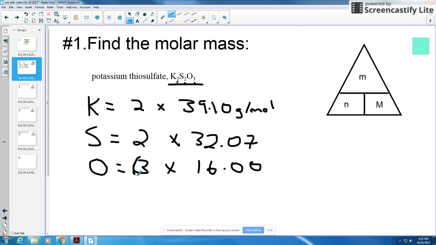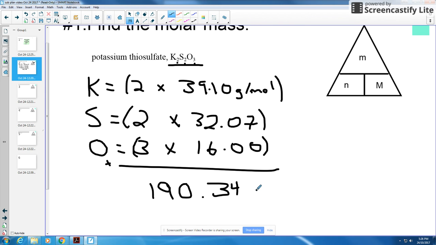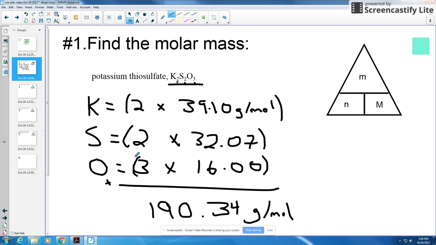Okay, guys, don't forget BEDMAS. So we're going to show some brackets here to make sure that when we put this into our calculator, we figure out what's in the brackets first, and ultimately we're going to just add up those atomic masses and get an answer. Hopefully you agree with me that the answer was 190.34, and that was grams per mole. If you don't agree with me, let me know. We can talk about it on Thursday.